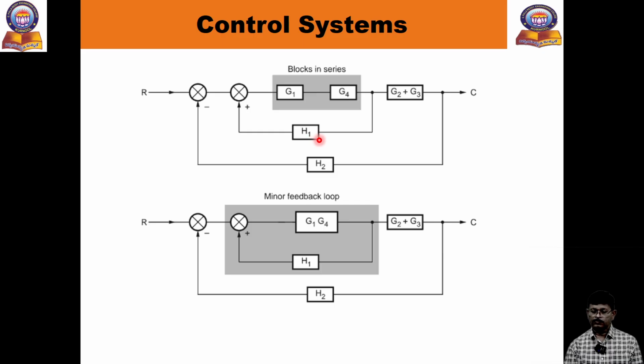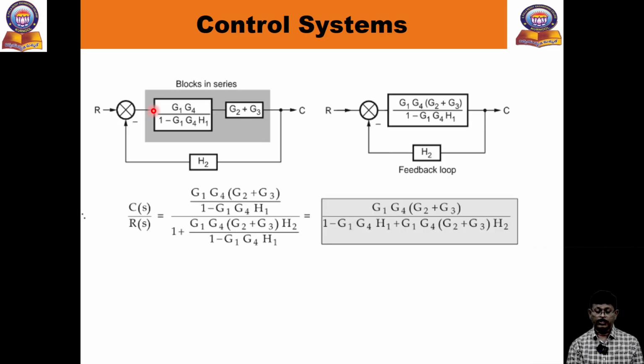C of S by R of S equals G of S by 1 plus G of S into H of S, right? So these are the combination you get here, G1 G4. So what do you get here? G1 G4 divided by 1 plus G1 G4 H1 you will get. So these two inside the closed loop are converted into only a single block.